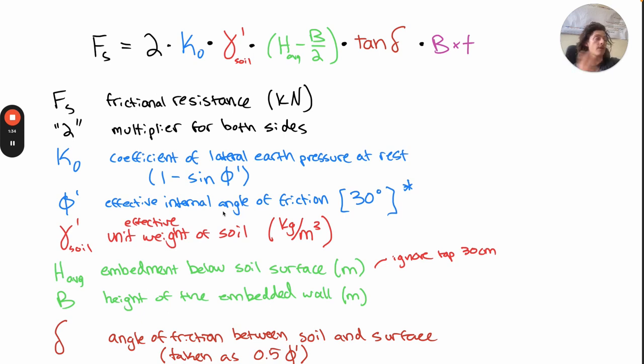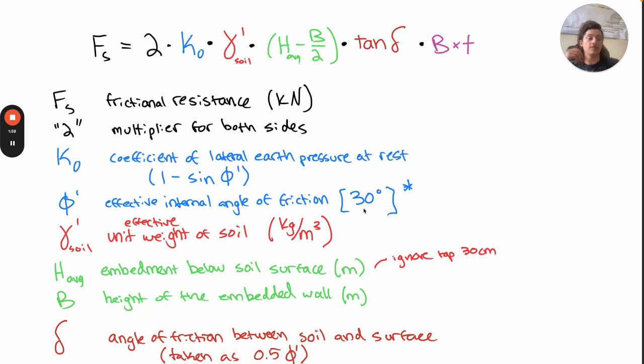When we talk about effective internal angle of friction, or effective anything in geotechnical engineering, we are including the water table effects. If there is water present, the internal angle of friction can change and the unit weight of the soil can change, so we add that prime to account for it. This is taken as 30 degrees unless we've changed it otherwise.